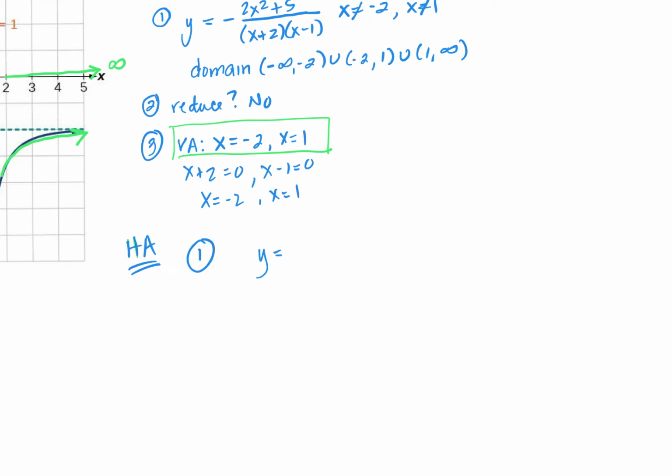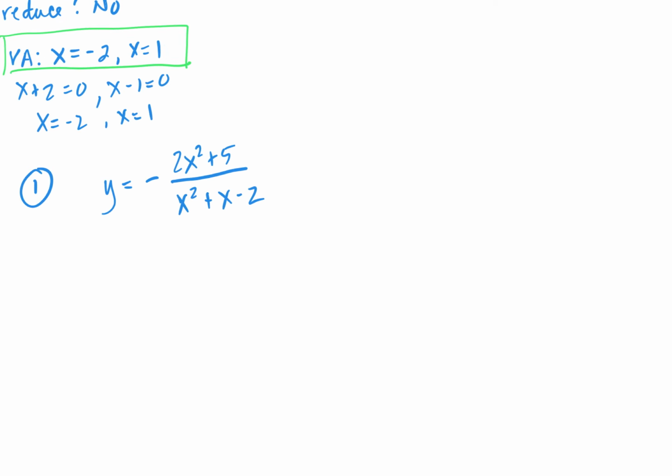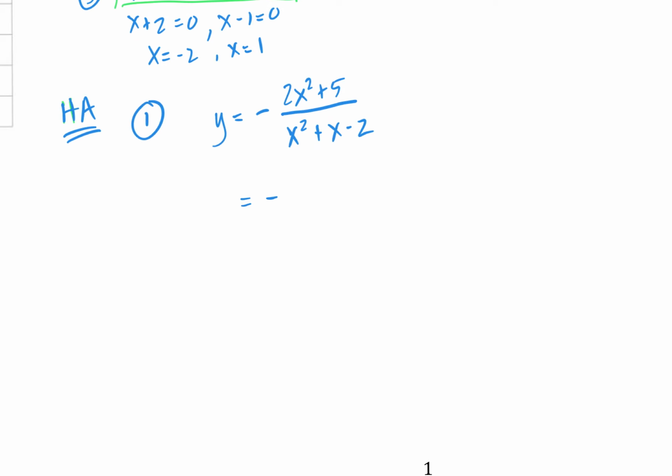So it was y equal to negative 2x squared plus 5 over x squared plus x minus 2. I'm not going to use the factored form. This was our function. The variable of highest degree is x squared, because the exponent 2 is the highest exponent. So I need to divide all the terms by x squared. The negative is still there.